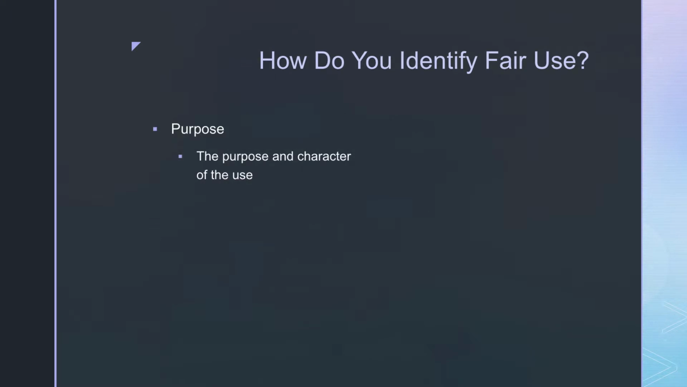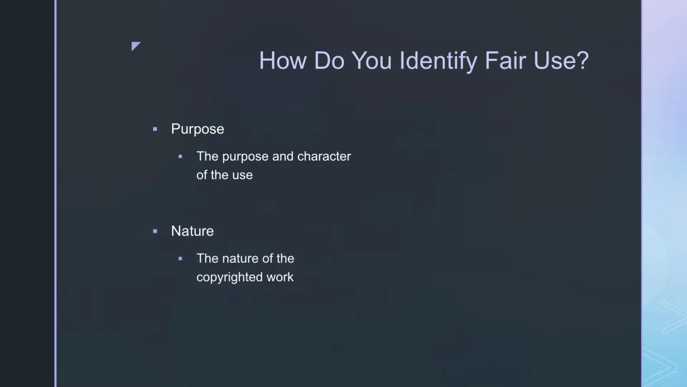The first is purpose. What is the purpose and character of your use? How are you going to use it? The courts look at things like, is it an educational institution? It's going to look at, are you transforming the work into something new? Transformative work is actually a good thing if you want to claim fair use. So think about, how do you want to use the work?